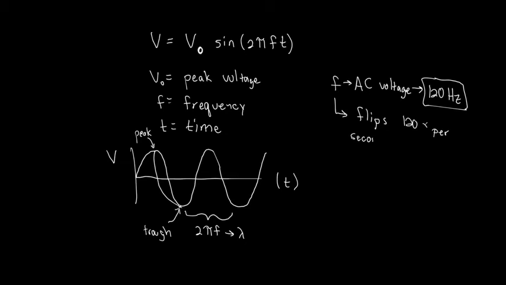So AC voltages are changing and flip-flopping very, very fast, 120 times per second. I can't imagine doing something 120 times in 1 second. So we don't actually see this happening. Your light isn't going to flicker if you're running off of AC, because the voltage that you're getting is flickering 120 times per second, so you don't really notice that. You're not going to see that in nature.